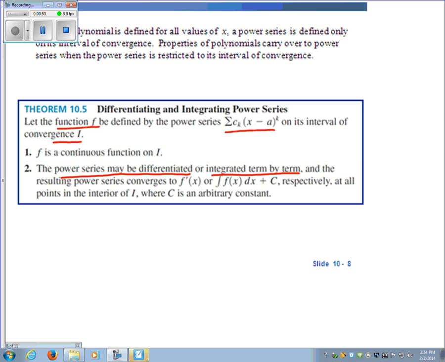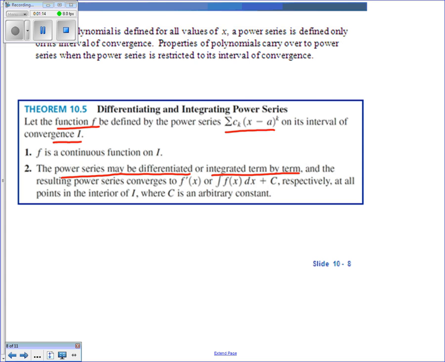Now, the interval of convergence, you don't necessarily know about endpoints. All you know for sure is that inside of that interval of convergence, that new power series will be defined. But you can get a new power series by differentiating or integrating a series that you already have. And you just integrate term by term.